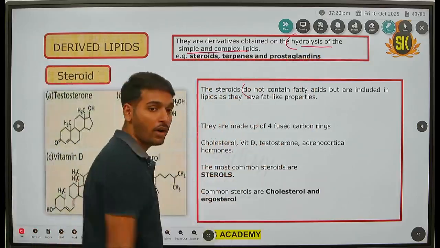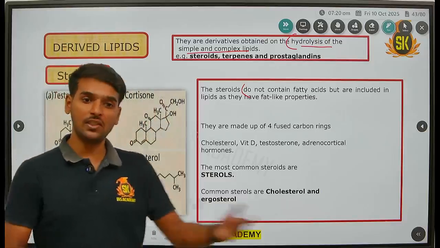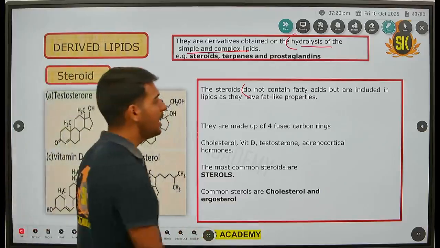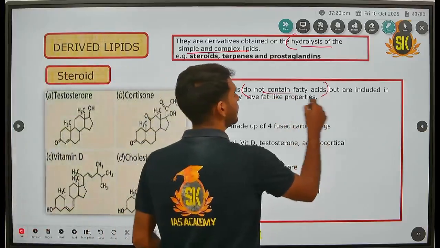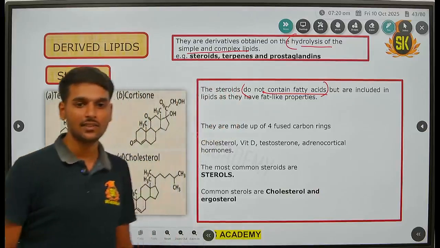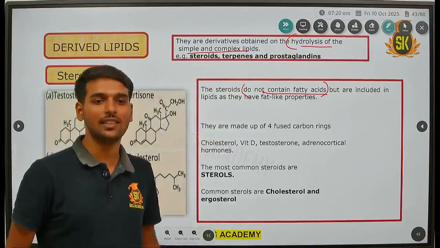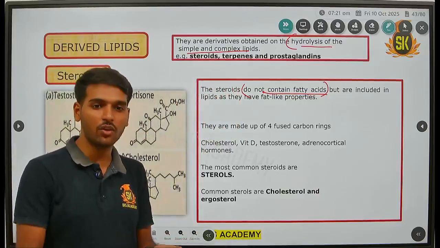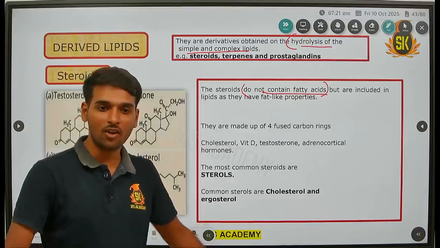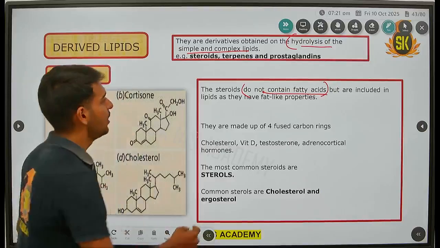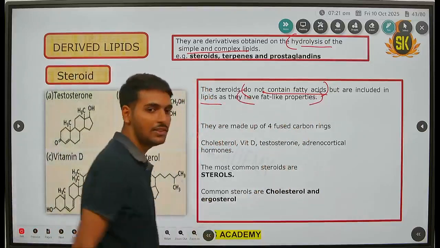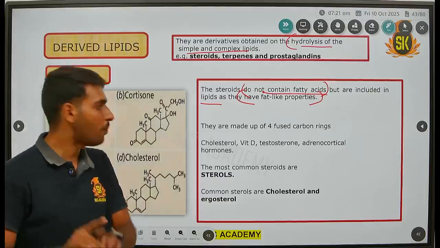What was the important point which I said to you, which is missing in steroids as compared to other lipids, is that it never has fatty acids. It does not have fatty acids. It has only alcoholic groups or ketonic groups. No fatty acid at all. But they are included in lipids as they have fat-like properties, only due to the properties it has.